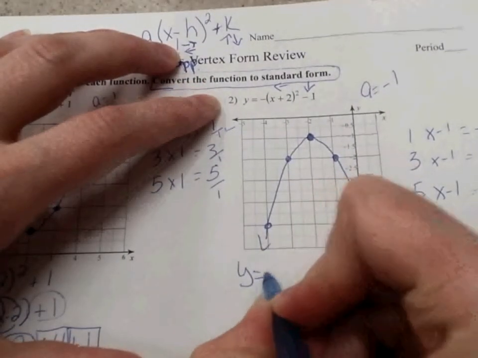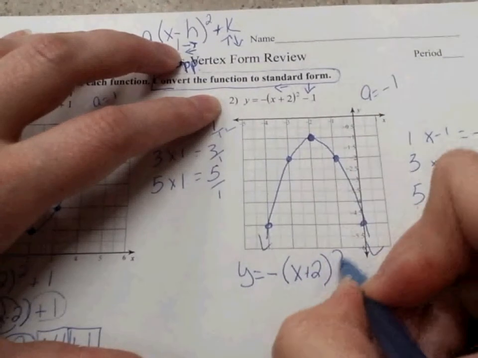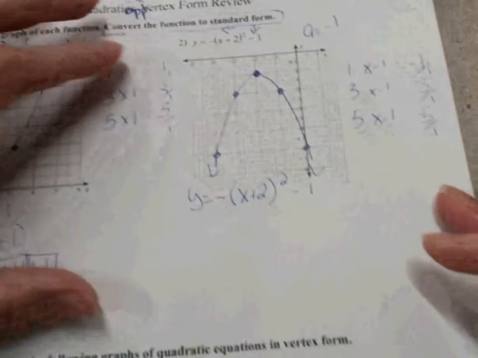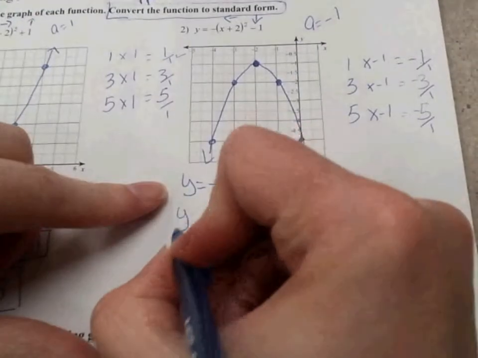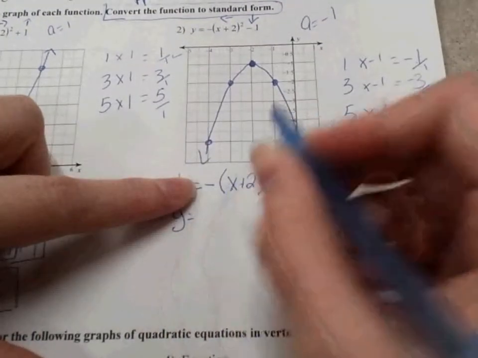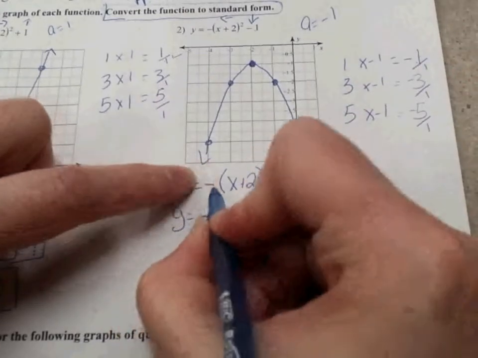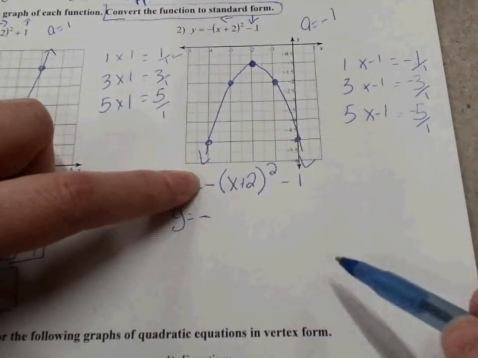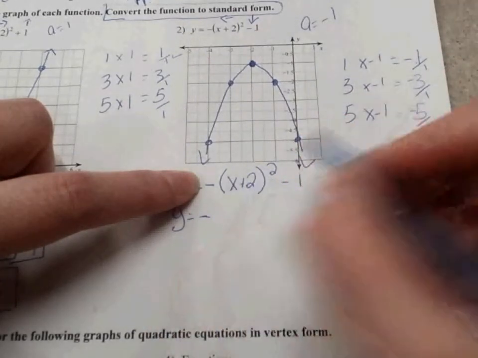So y equals negative, parentheses, x plus 2, and then squared minus 1. Okay. So once again, the negative here is going to be still there because it's not a part of the square. The square is only the stuff that's in the parentheses. So just leave the negative alone right now, because the first thing we need to get rid of is the square. Because we have to get rid of the parentheses first.